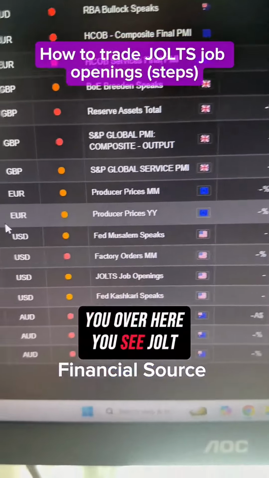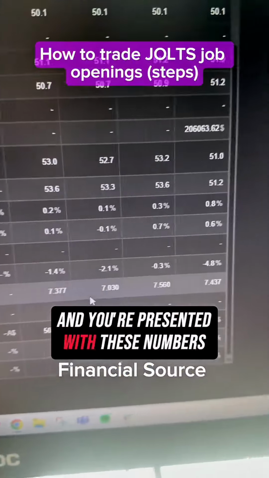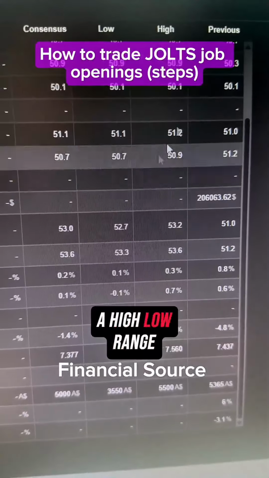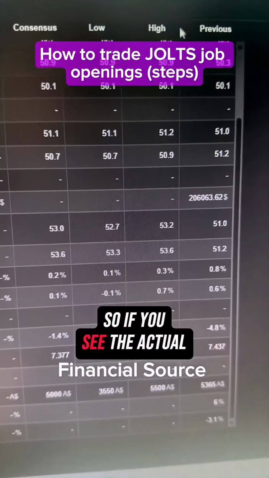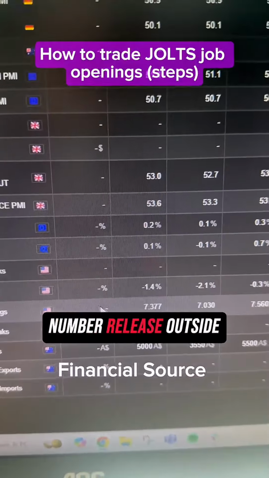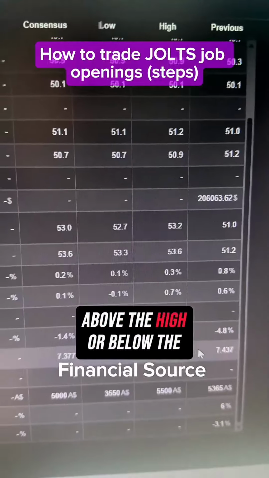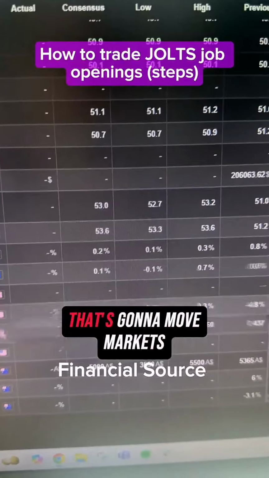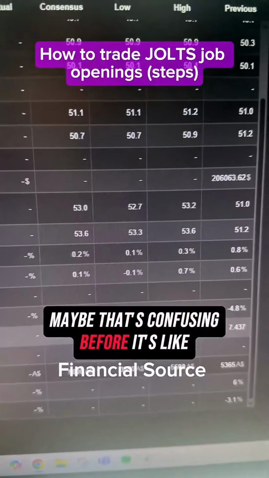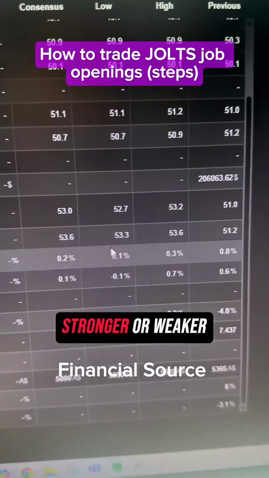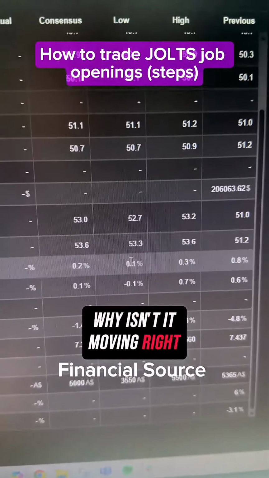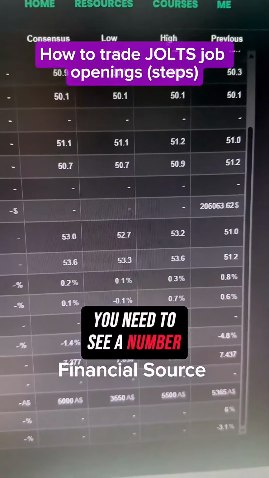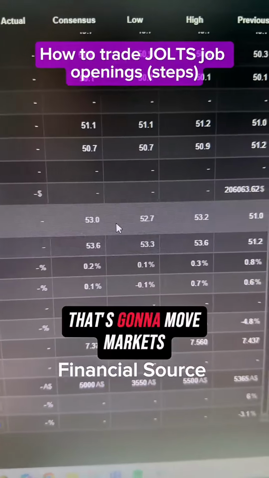Over here, you see JOLTS job openings, and you're presented with these numbers. What this is, is what's called a high-low range. If you see the actual number released above the high or below the low, that's going to be an actual shock, and that's going to move markets. Maybe that was confusing before. You thought, this number came out stronger or weaker, why isn't it moving? Well, it's not moving because you didn't have the full range of analyst expectations. You need to see a number outside this range. That's going to move markets.